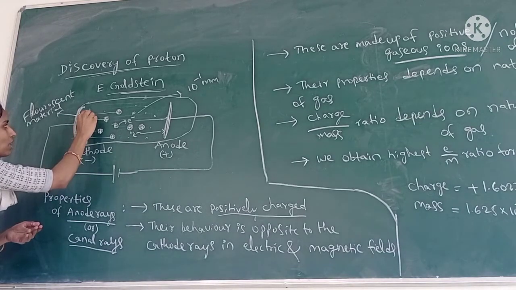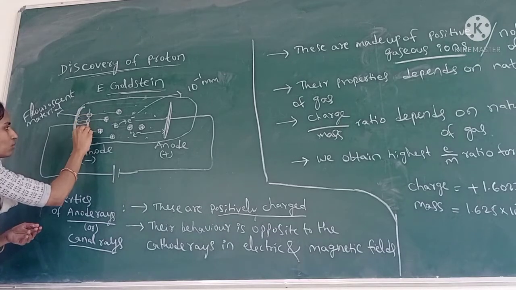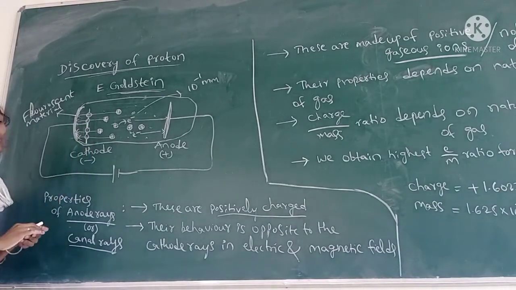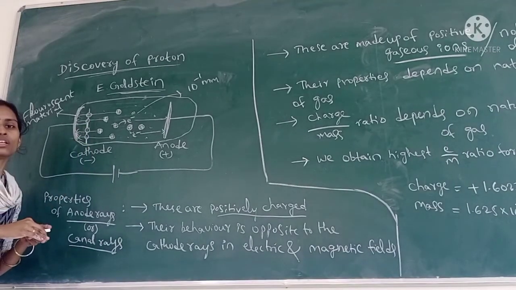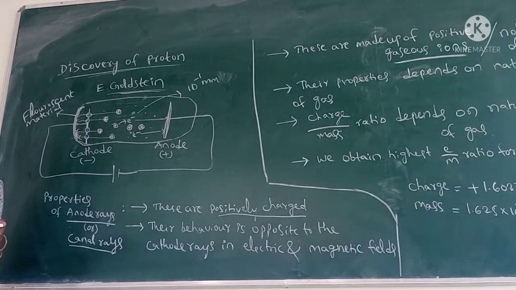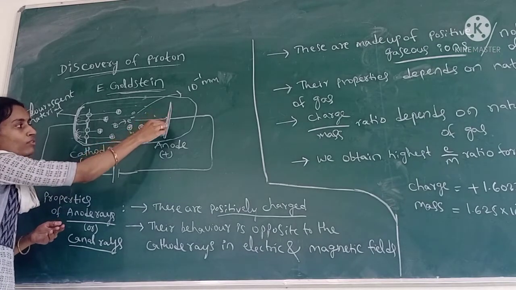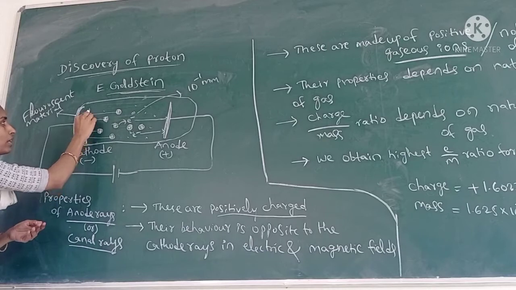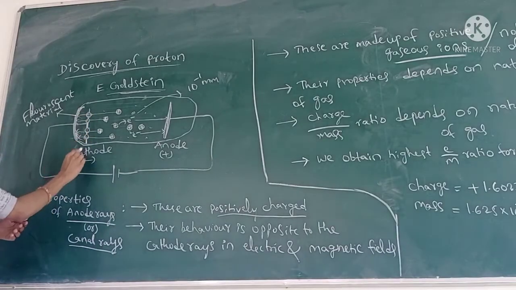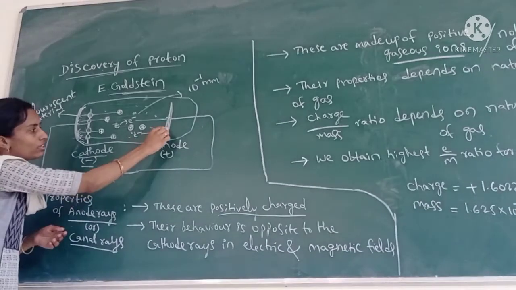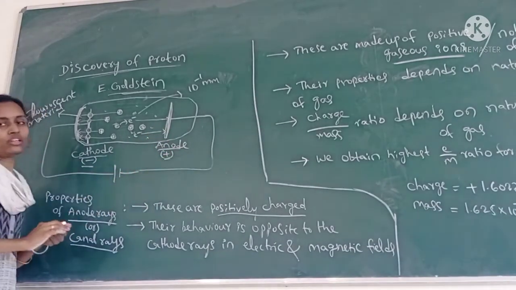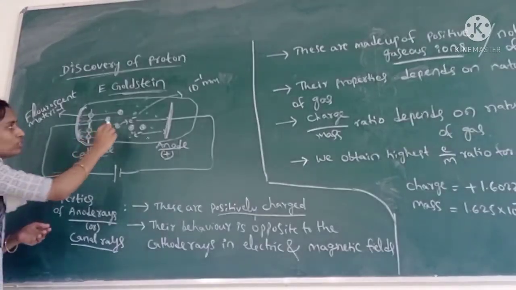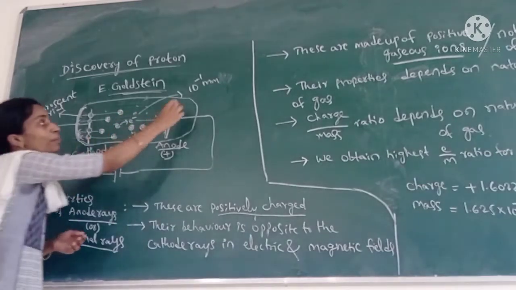In this, he has taken a perforated cathode. This cathode contains some pores, so it is called a perforated cathode. In the previous experiment, the discovery of the electron, they took a perforated anode, but in this experiment they have taken a perforated cathode. This is the cathode, the negatively charged electrode, and this acts as the anode, the positively charged electrode, and they are connected with the battery.